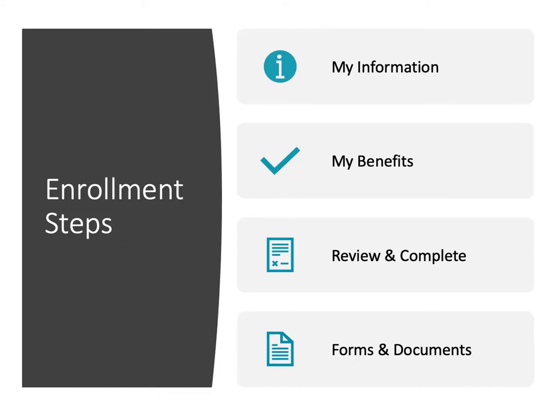As you proceed through enrollment, there are 4 sections that you will be completing. My Information will take you through the setup of your personal contact information, family members and dependents, and payroll and tax information. My Benefits will take you through each type of plan you may enroll in, allowing you to see the options and select your benefits. Review and Complete will allow you to verify your elections and digitally sign off on your choices. And finally, the Forms and Documents area will provide a place where you can download any post-enrollment documents or completed enrollment forms. Let's take a closer look at these steps.